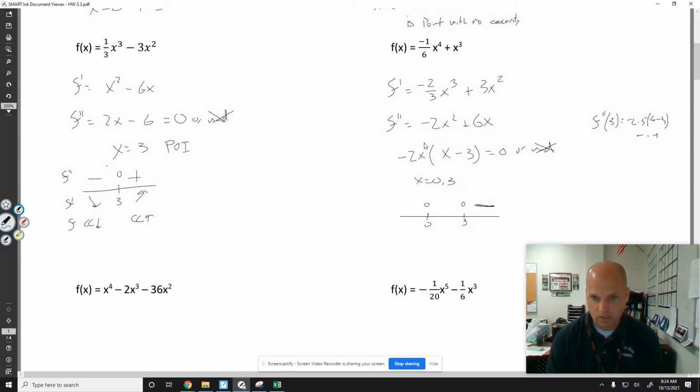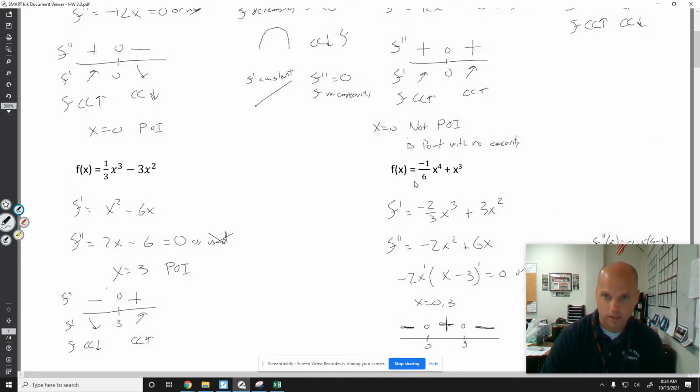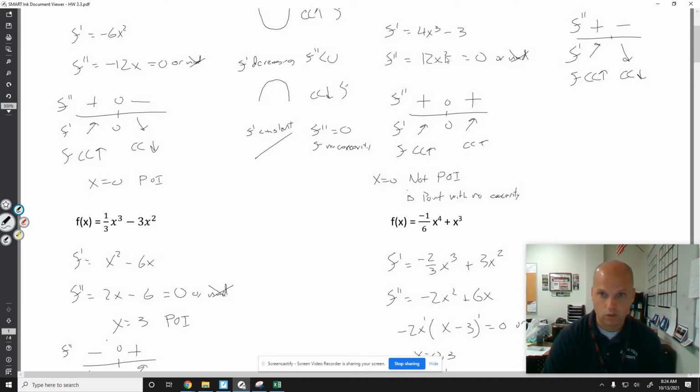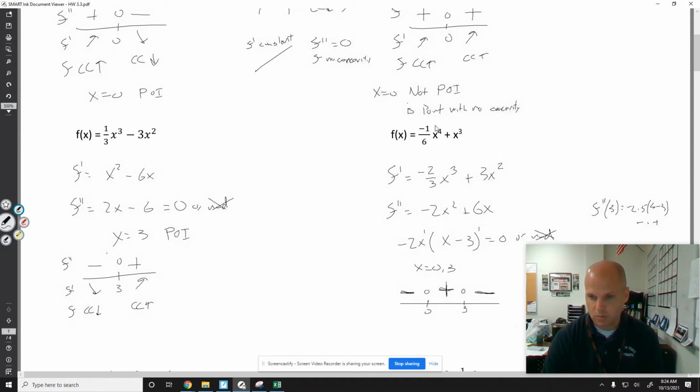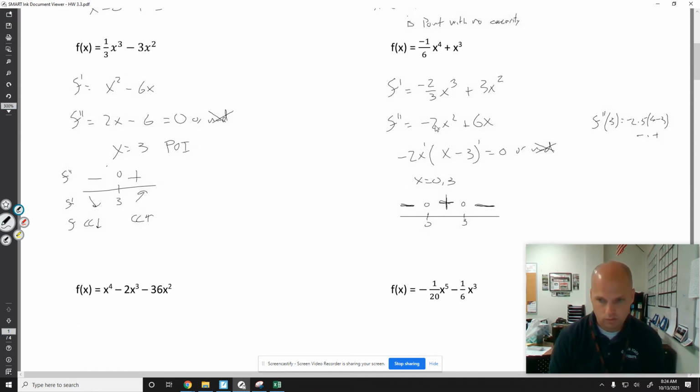If you use multiplicities, the multiplicity of our roots are both 1. There's only a power of 1 over the x and the x minus 3, which means we will change signs. If you're not comfortable using multiplicities, like here, this multiplicity was 2, which is why I don't change signs. You can use multiplicities. If you're not comfortable, don't use it. Just check on all your intervals.